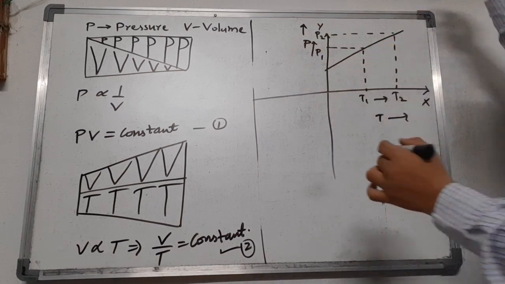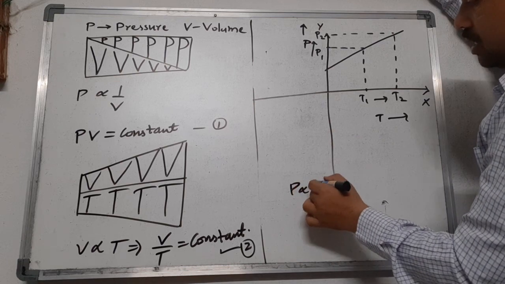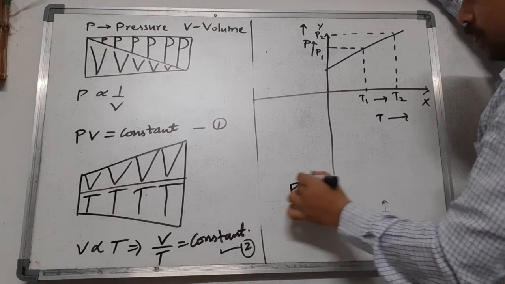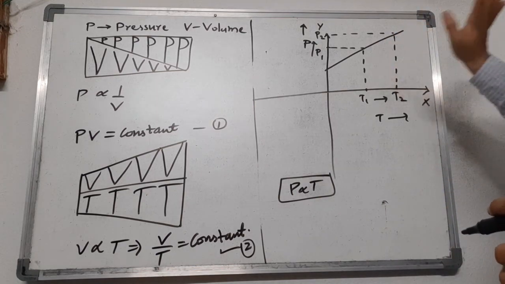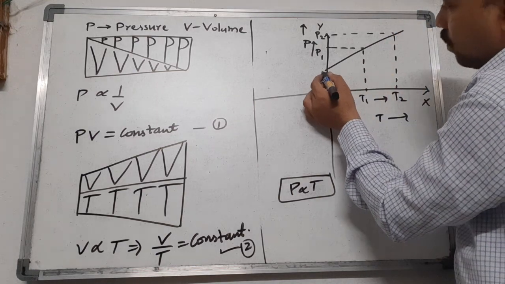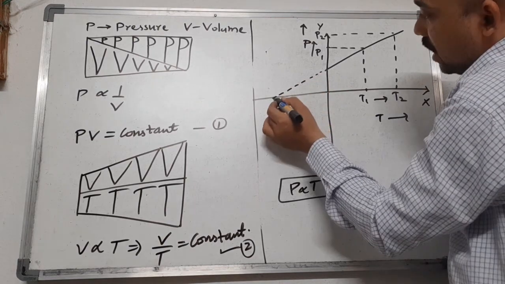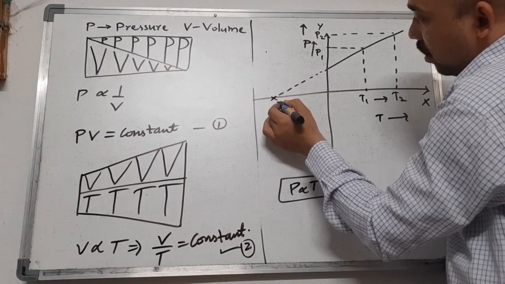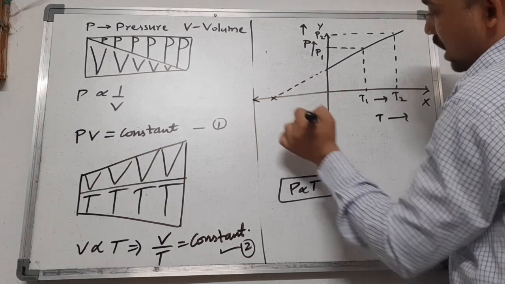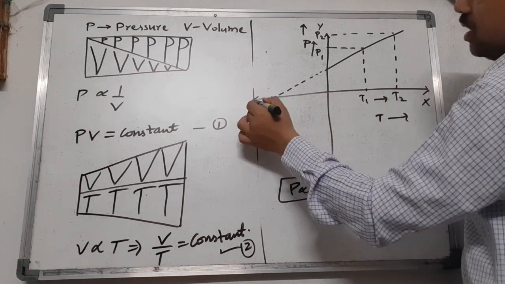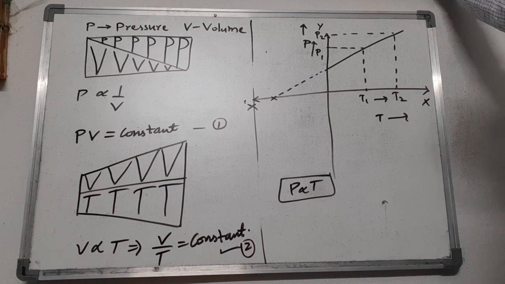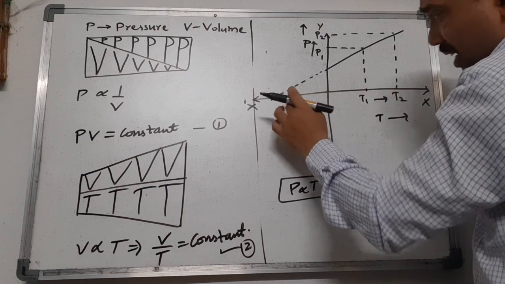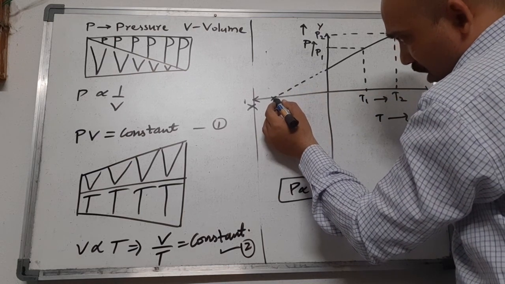This very clearly says that pressure is directly proportional to temperature. From the experiments I got this graph, right? Interestingly, I extended this line, and it meets the negative x-axis at some point. When it meets the negative x-axis, I interpolated this value.